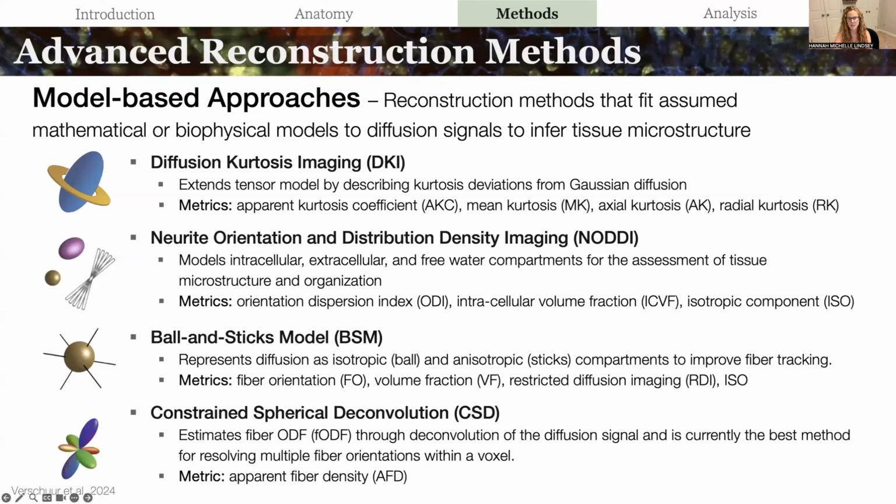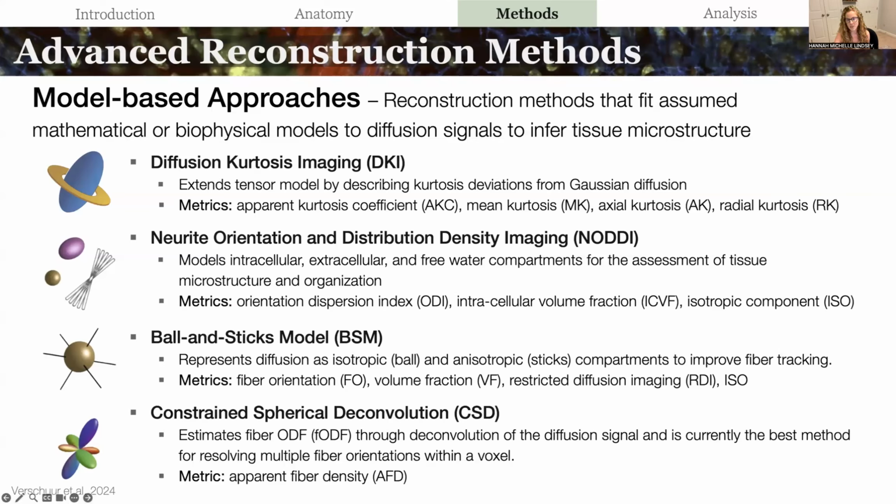So diffusion kurtosis imaging extends the conventional diffusion tensor model by including additional metrics that describe deviations from Gaussian diffusion, including the apparent kurtosis coefficient, which represents the whole non-Gaussian diffusion component, and quantifies the extent of restricted diffusion within each voxel.